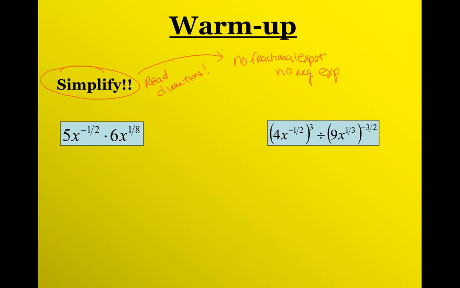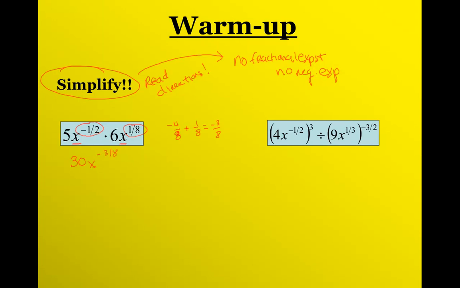When you are multiplying and they have the same base, so like these both have a base of x, we're going to be adding the exponents, right? So 5 times 6 gives us 30. X to the power of, well, what's negative 1/2 plus 1/8? They don't have the same base, but I can change this to have a base of 8. So that would be negative 4/8. Oh, so that's negative 3/8, right? We're not going to rely on our calculator, hopefully.